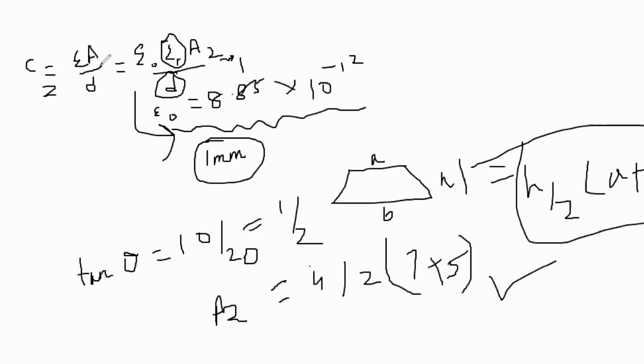So C2 equals epsilon into A2 by D. You know the value of epsilon, we know the value of D, and we have obtained the value of the area, that is A2. So if we put the value of A2 in this equation, then you can easily find out the value of C2. The method is clear.